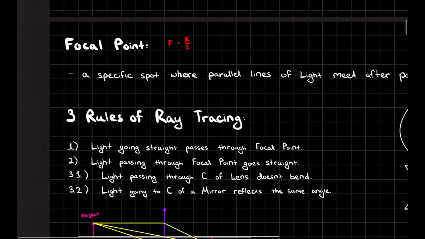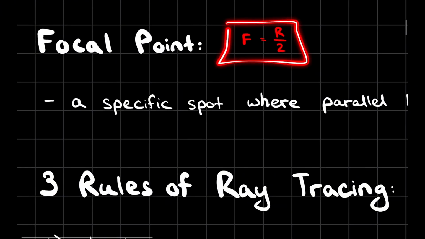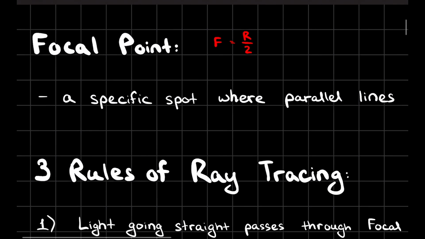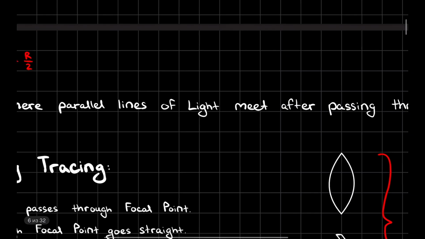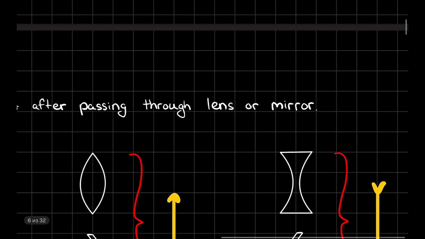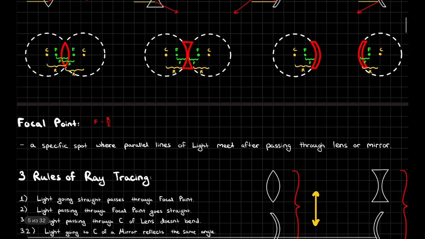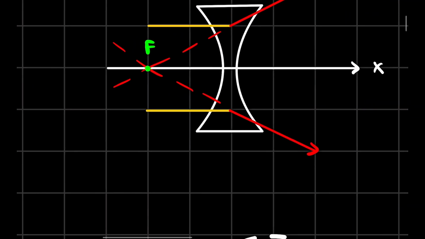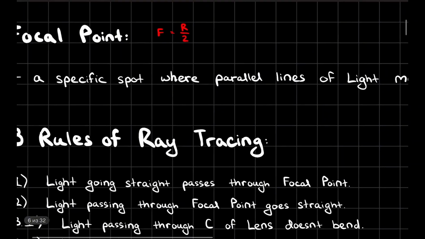Let's move on. As I have told you, the focal point is exactly half of the radius anyway. A specific spot where parallel lines of light meet after passing through a lens or mirror. Okay, this is a very important thing. As I have said, it is really important to talk about the parallel rays. For example, if this is a parallel ray, and this one is a parallel ray, two parallel rays which are straight horizontally, only those ones will concentrate on the focal point. They would go away from or into the focal point, but not the others.